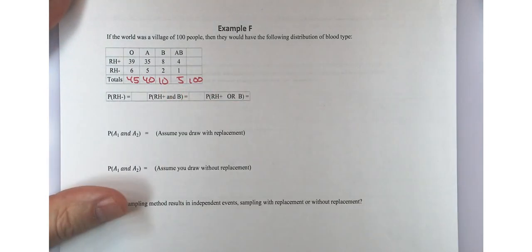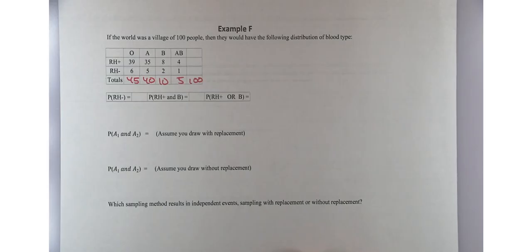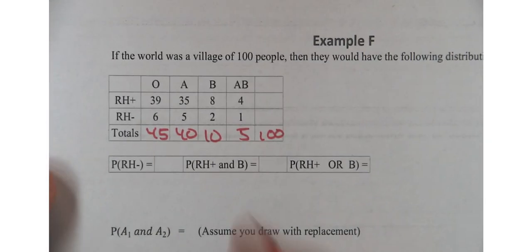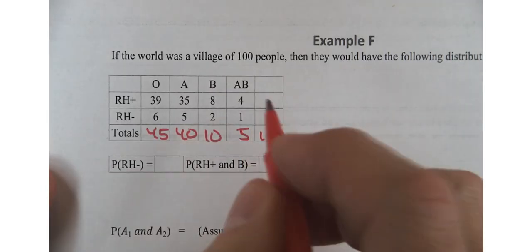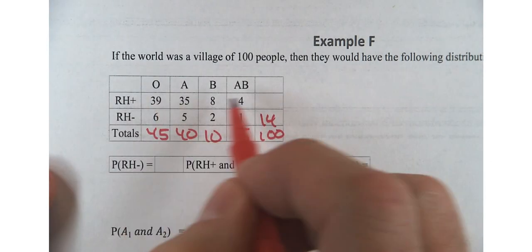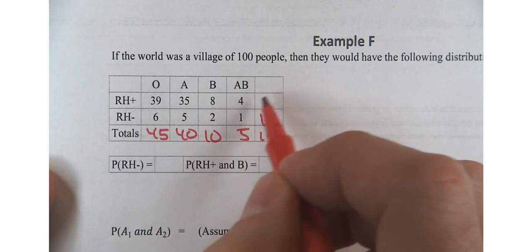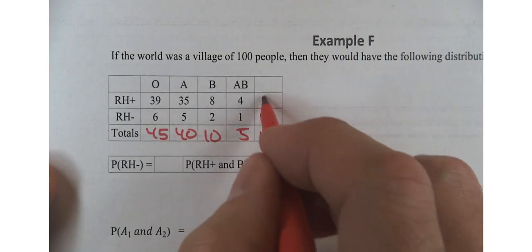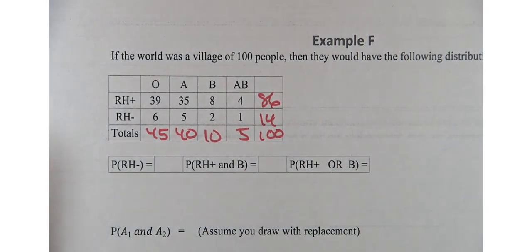Now, I get a little bit lazy here on the marginal totals. I'm going to add up this one this way, and I get 14. I don't feel like adding these up. What's a better way to get this total here? Yeah, 100 minus 14, so 86. Okay, so there it is.